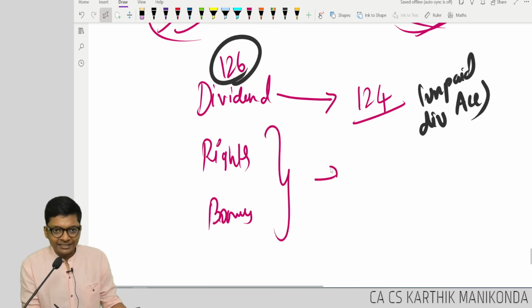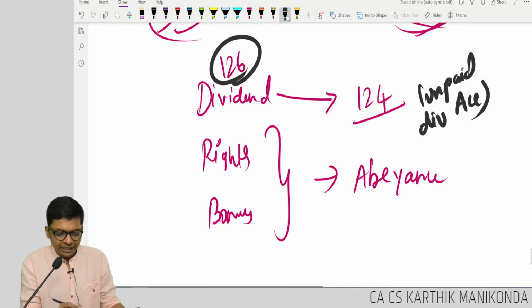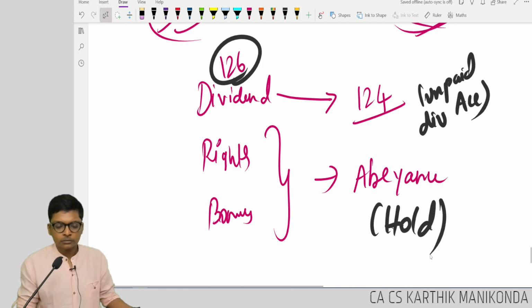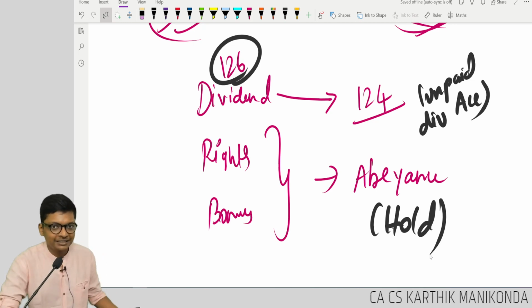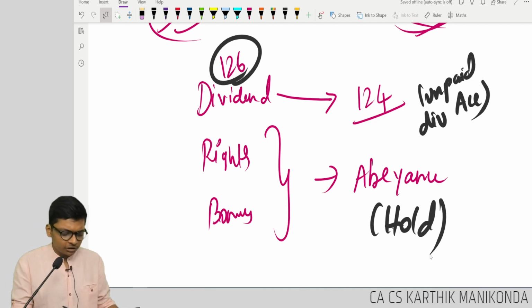Rights and bonus will be kept in abeyance, or in other words, hold. I will give it after the dispute is settled or after the ownership is properly transferred. Are you following, guys? That's it. This is section 126. That's all. Small section.